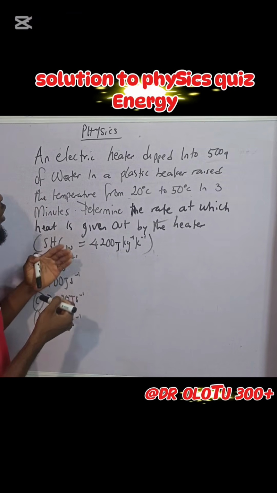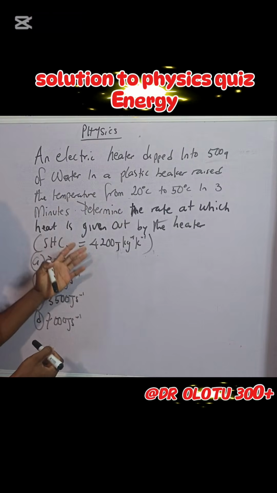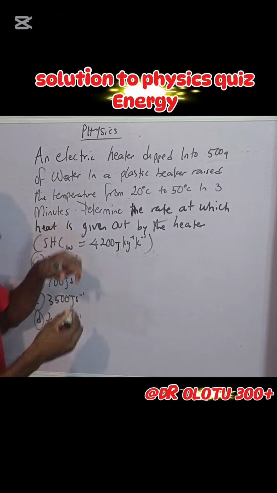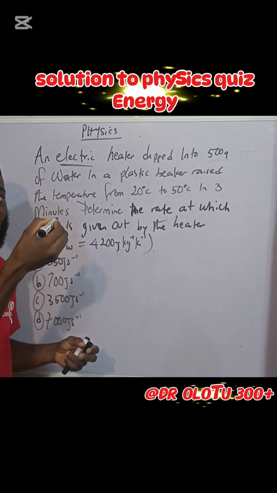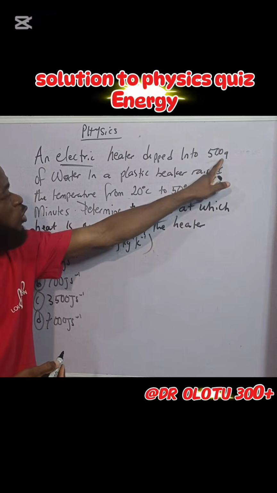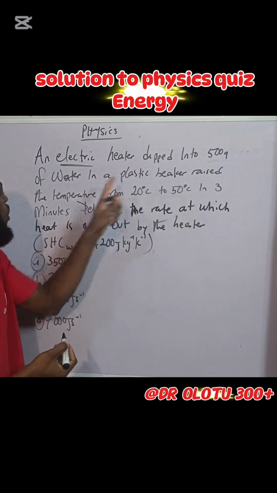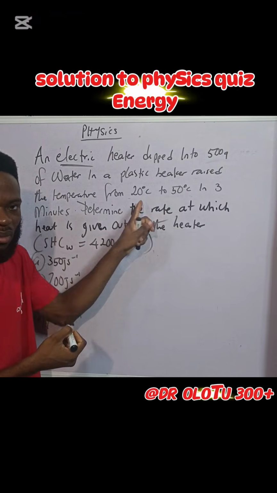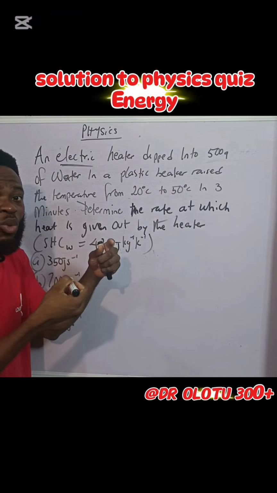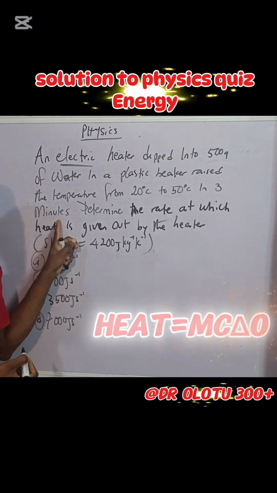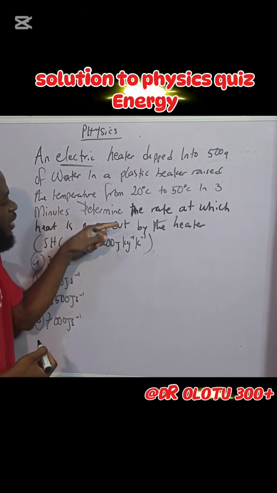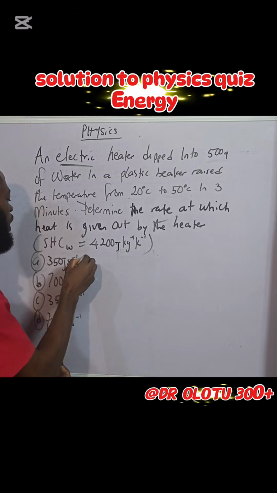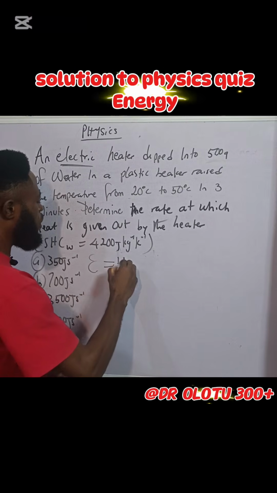Now, take a good look at the question and you notice that what we have here in actual sense is that there is energy conversion from one form to another. An electric heater. Electric, that's obviously electric energy, right? Now, this heater was dipped into 500 grams of water in a beaker, which raised the temperature from 20 to 50, meaning electric energy was converted to change the temperature. That becomes electric energy converted to what now? Heat energy in 3 minutes. Determine the rate at which heat is given out by the heater. So this is a clear question of energy conversion from electric energy to heat energy.